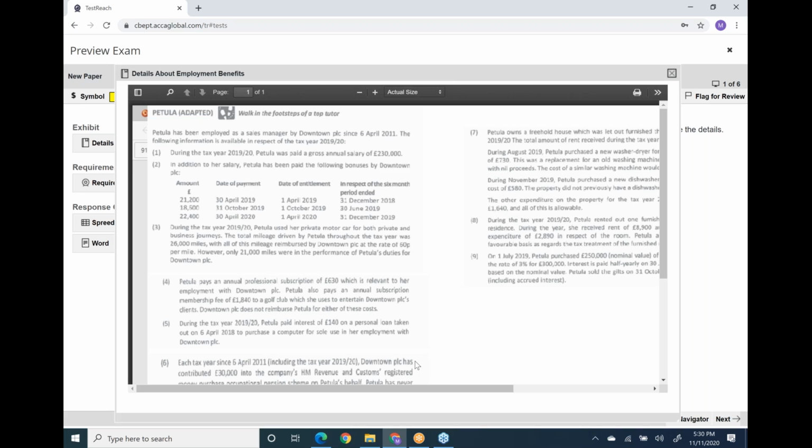Now, second bonus, 18,600. The date of payment for this bonus is 31st October 2019, and the date of entitlement is 1st October 2019. Very simple. My dear student, what is the earliest date? The earliest date here is 1st October 2019, and obviously we can easily judge that this falls in the 1920 fiscal year. Yes, this bonus is relevant for us.